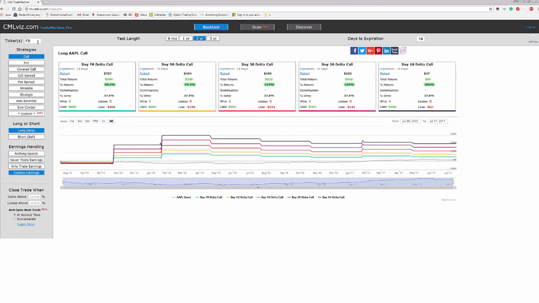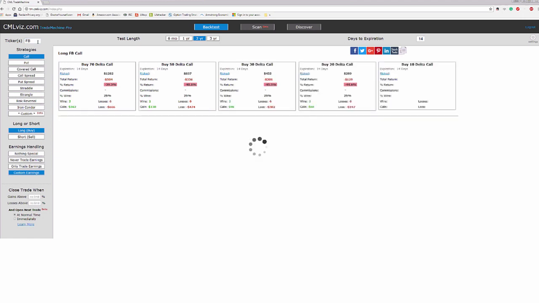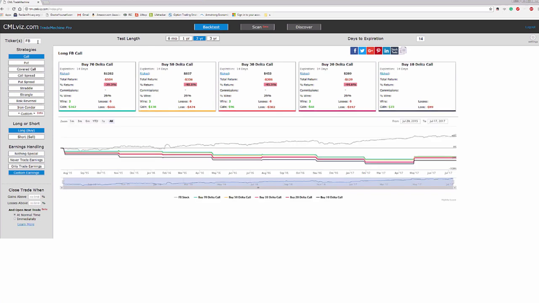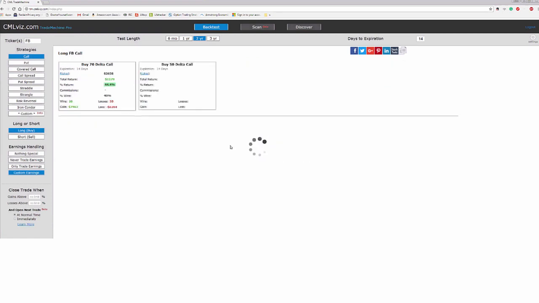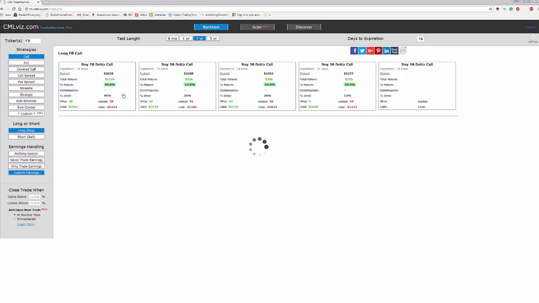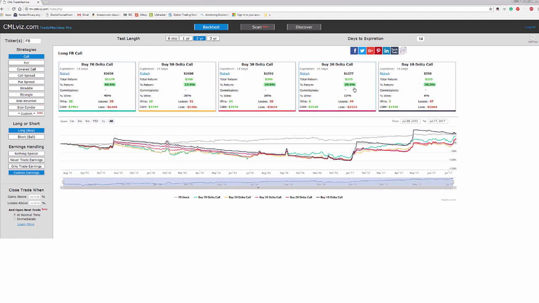But if we did this on, say, Facebook, it wouldn't work at all. So what's cool is you can actually get to know a stock's personality for a specific time prior to earnings and a specific time after earnings. Let's say we opened a position 1 day after earnings and closed it 5 days after earnings. Would that be different? Now you can go through and say that actually works well for Facebook, but it's not a huge hit ratio.